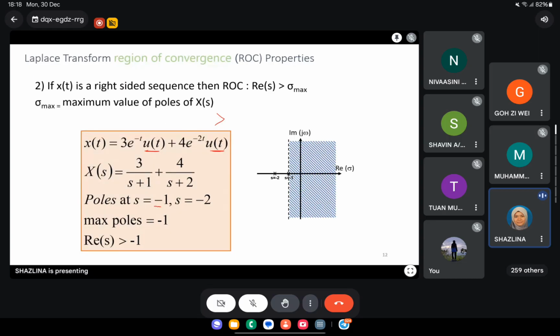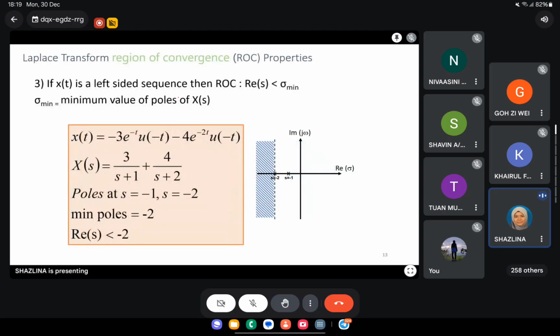The first pole is -1 and the second pole is -2. Which is bigger, -1 or -2? -1. So the ROC is bigger than the maximum pole. So the ROC in this case is bigger than -1. If both are right-sided, the ROC is bigger than the maximum pole. Remember this.